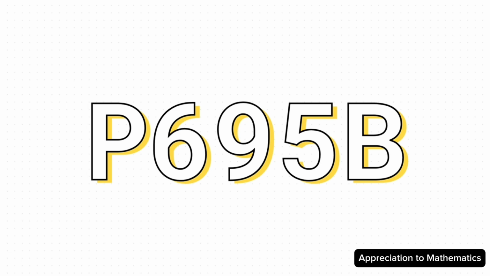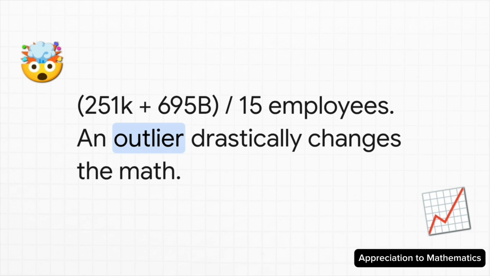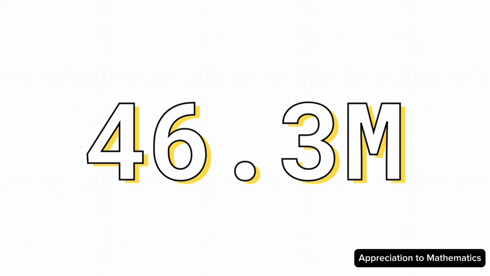This is what statisticians call an outlier, a data point that is just wildly different from all the rest. And outliers are the mean's worst enemy. So let's do the math again. We take our original sum of 251K, add this mind-boggling $695 billion, and now we divide that whole thing by our new total of 15 employees. And here is the problem. The new average salary is $46.3 million a month. It went from a reasonable $17.9 thousand all the way up to over $46 million because of one person.